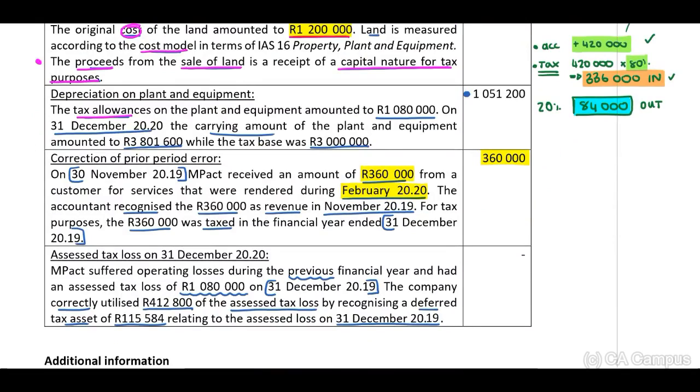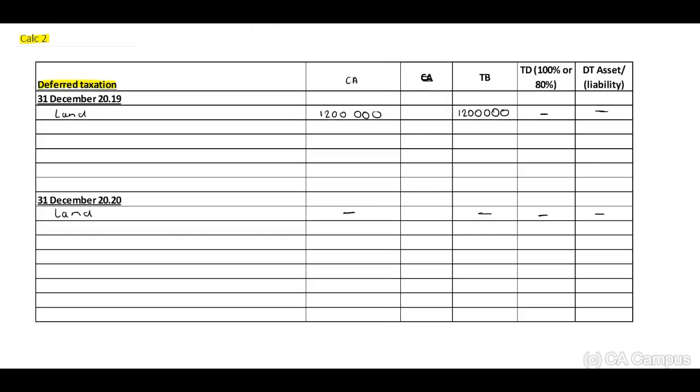The tax allowances on plant and equipment amounted to 1,080,000. We're able to identify that we have depreciation of 1,051,200. On 31 December 2020, the carrying amount of the plant and equipment amounted to 3,801,600 and the tax base to 3 million. Okay guys, so they provide this to us. Therefore, immediately we are able to include this for 2020. And this relates to our plant and equipment. They provide us with the amount.